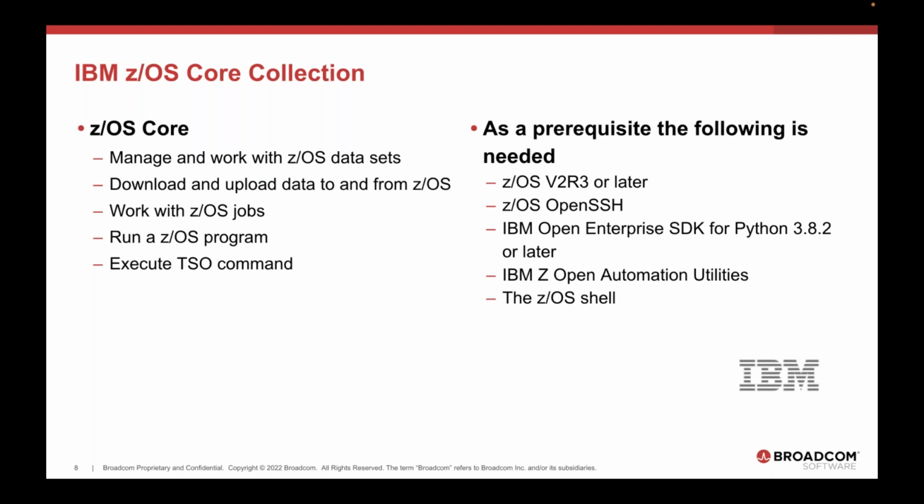There are prerequisites on this core collection. You need to have version 2.3 of z/OS and of course OpenSSH, because SSH is basically the standard communication channel to the target platforms for Ansible. The reason is that Ansible was initially developed for Linux nodes, and on Linux SSH is the standard for remote access. So that's the reason why it is also a prerequisite here. But you need to also install the Python SDK and Z Open Automation Utilities. I think from this list it looks like there are a lot of prerequisites. However, installing and enabling all of them isn't too difficult, and I think a lot of you already have some of them available in your environment.